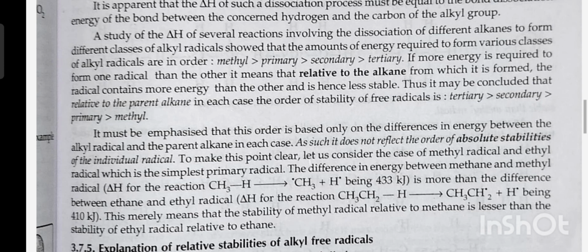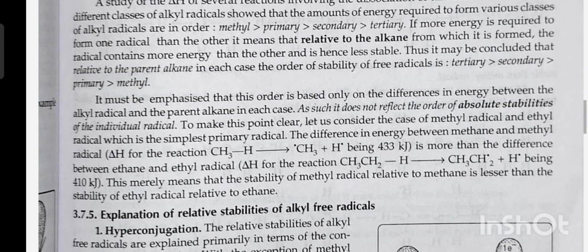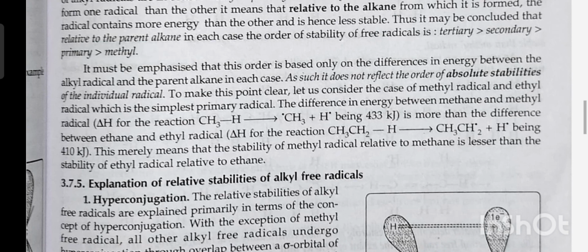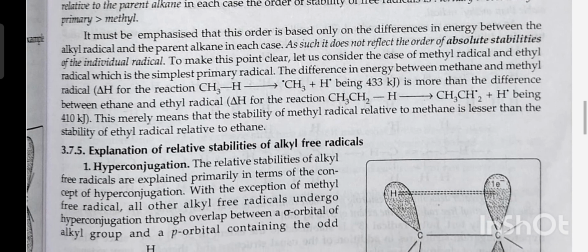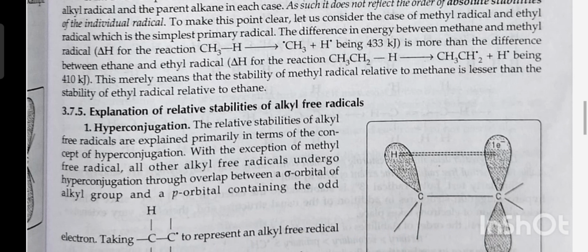To make this point clear, let us consider the case of the methyl radical and the ethyl radical, which is the simplest primary radical. The difference in energy between methane and methyl radical, the dissociation energy for the reaction methane to methyl radical, being 433 kJ, is more than the difference between ethane and ethyl radical, the dissociation energy for the reaction ethane to ethyl radical being 410 kJ. This merely means that the stability of methyl radical relative to methane is less than the stability of ethyl radical relative to ethane.